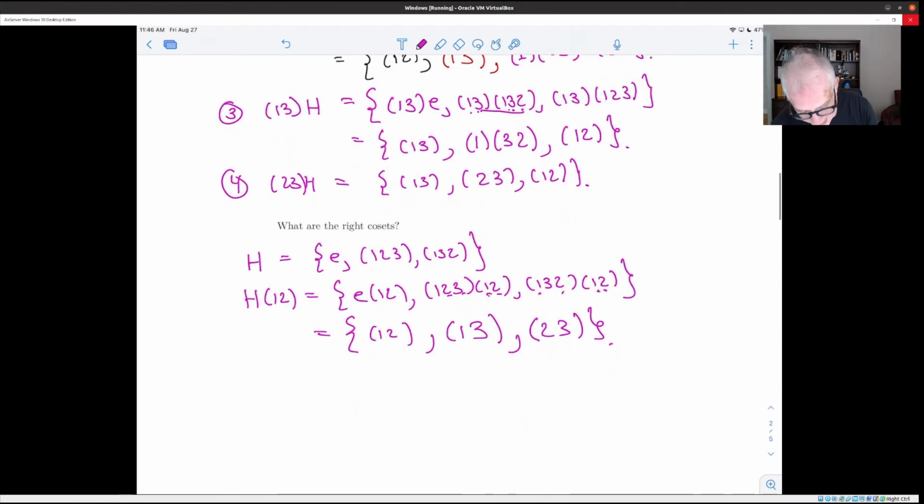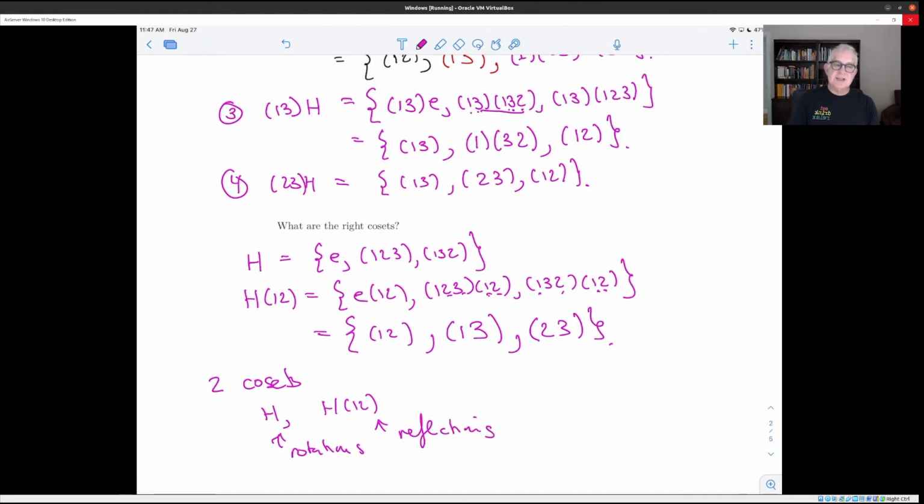And I won't do all the calculations, but again, it's the case that there are only 2 cosets on the right, H and H(1 2). And these are the rotations, and these are the reflections. So they each have 3 elements. There's a total of 6 elements, and those are the cosets.